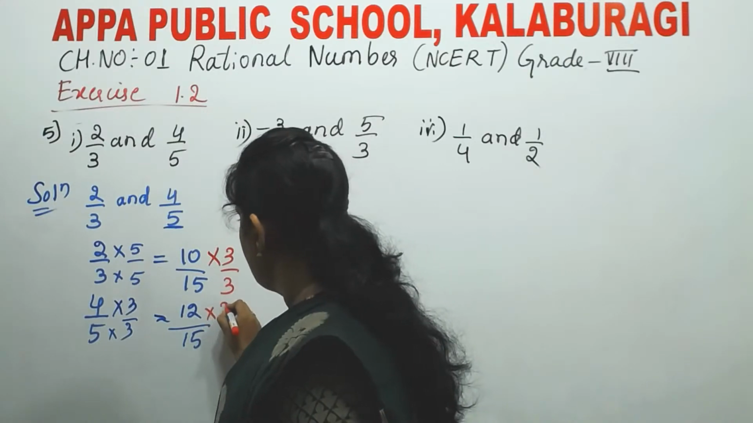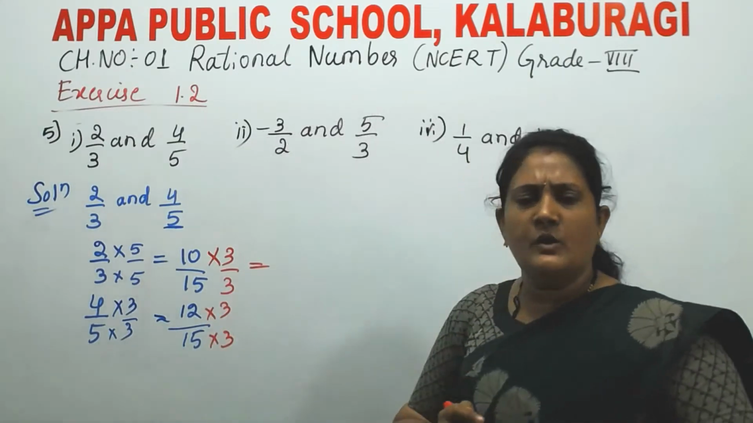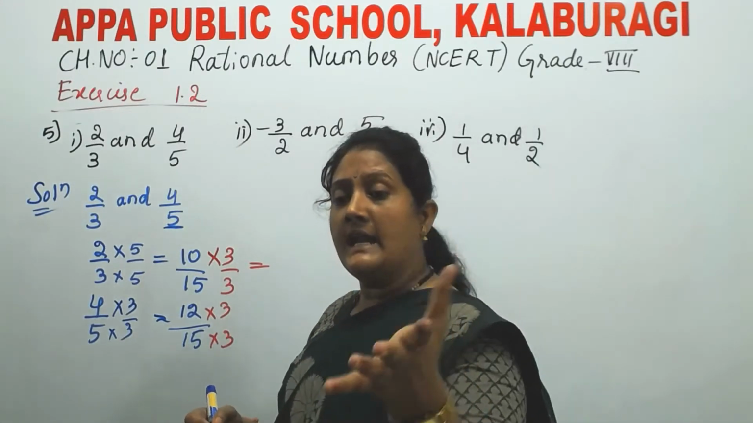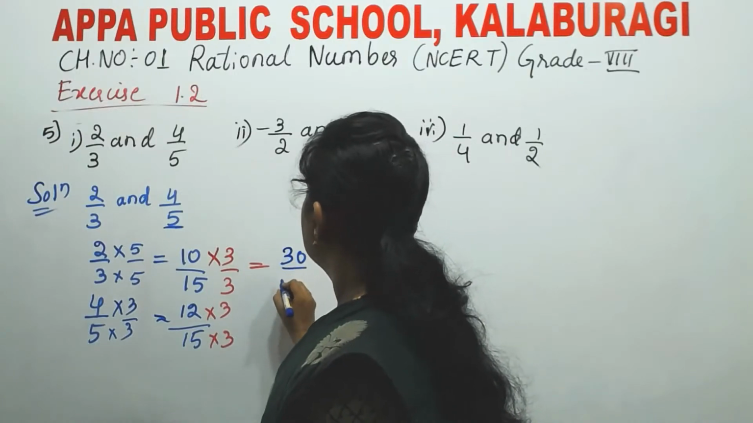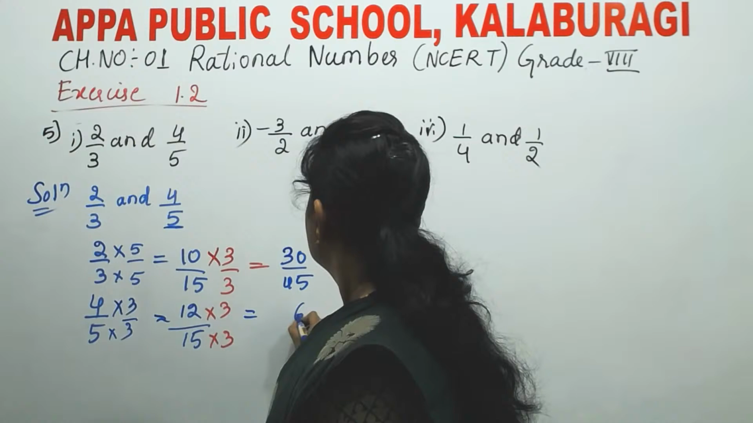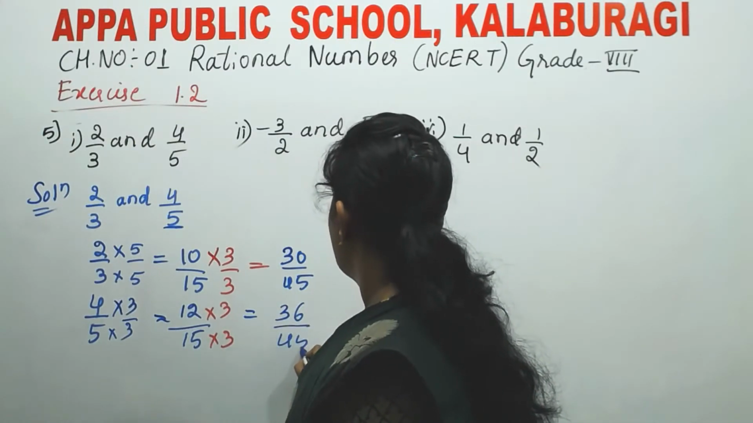Here also in the numerator 3, denominator also 3, right? So any number you can take. It's not like 3 only, 4 only, 5 only. You can take any number. 10 3s are 30. 15 3s are 45. 12 3s are 36, right? 15 3s are 45 now, right?